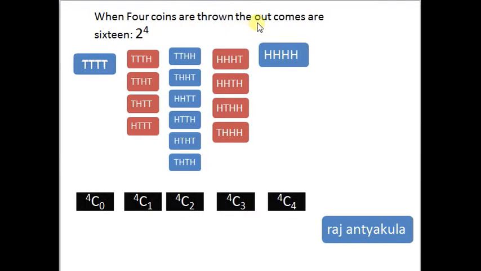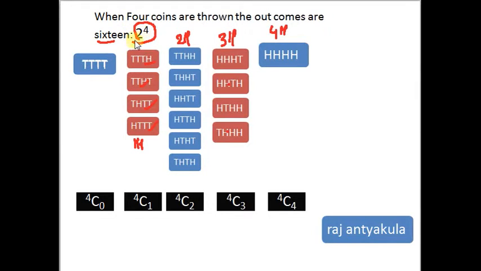When 4 coins are thrown, the outcomes are 16, which is nothing but 2 power 4. What are those outcomes? All tails is one outcome. 3 tails, 1 head. How many cases are you getting? This is one case, this is second case, third case, fourth case. So 3 tails, 1 head means 1 head. And in this case, 2 heads appears how many times? 1, 2, 3, 4, 5, 6. 3 heads appears how many times? 1, 2, 3, 4. 4 heads appears how many times? Only 1 time.